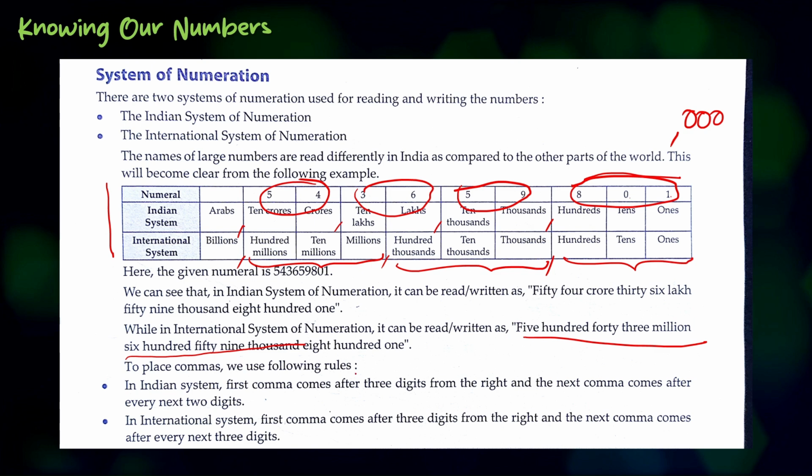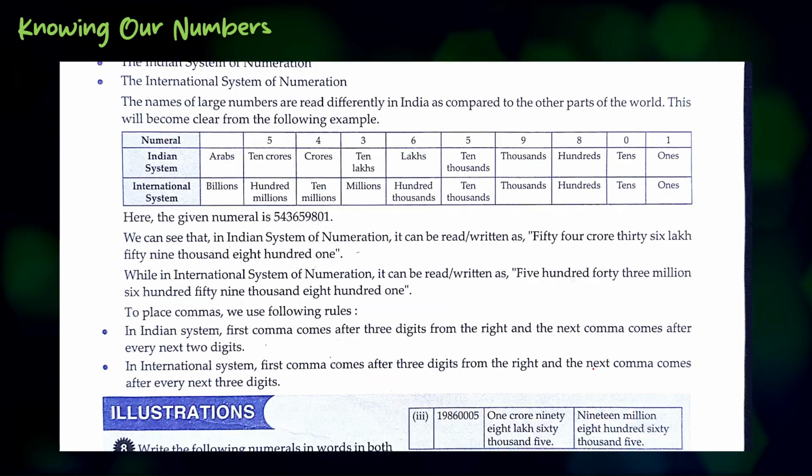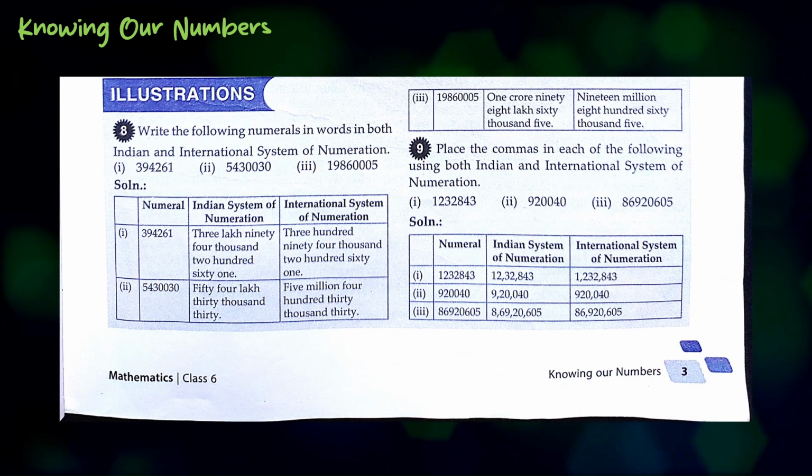To place commas, we use the following rule. As I explained, in the Indian system: first 3 digits, then comma, and then 2, comma, and then 2, comma, like that it goes. And in the international system, 3 digits from the right, then comma, and then 3, then comma, and then 3, then comma. So this is how it goes. Now let's see the next.